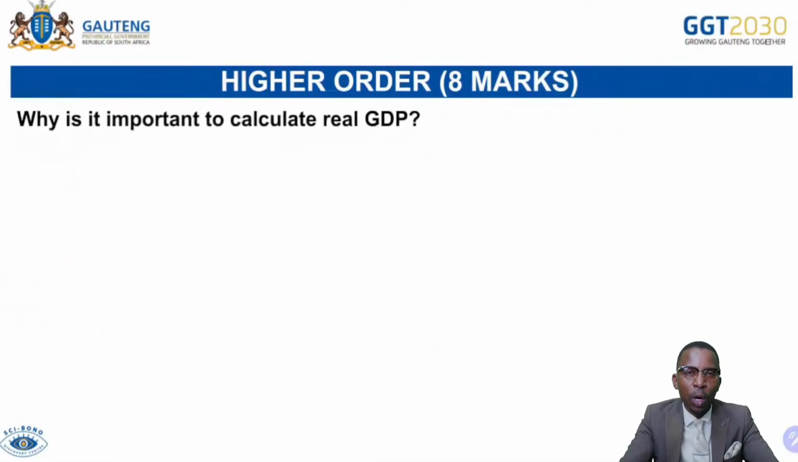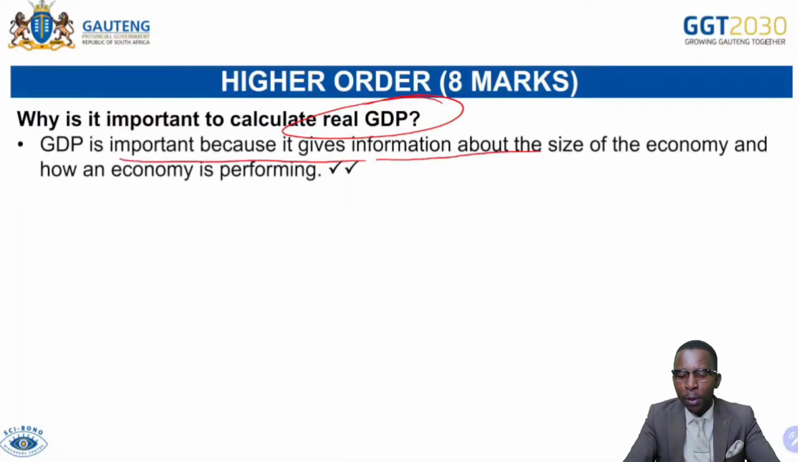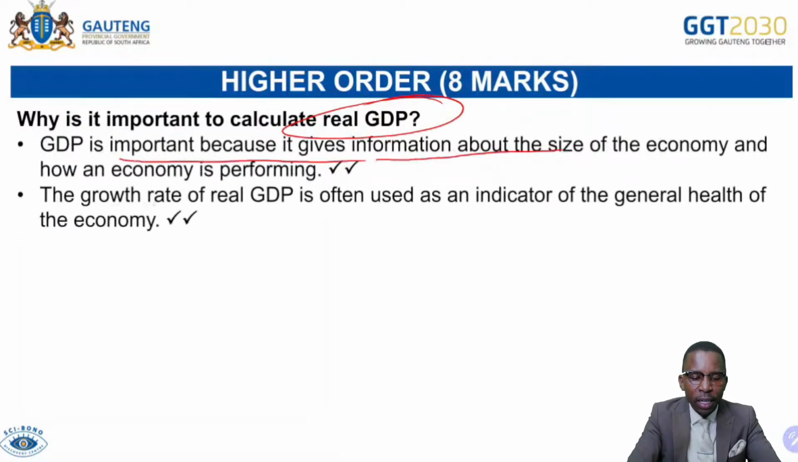Why is it important to calculate real GDP? Remember, real GDP refers to GDP figures that have been adjusted for inflation. That's what we call GDP at constant prices. GDP is important because it gives information about the size of the economy and how the economy is performing. Then the growth rate of the real GDP is often used as an indicator of the health of the economy.